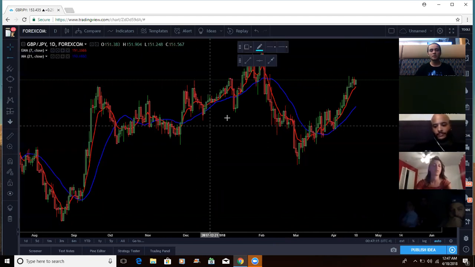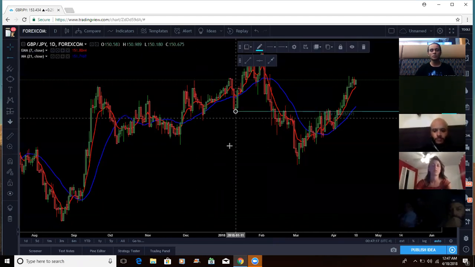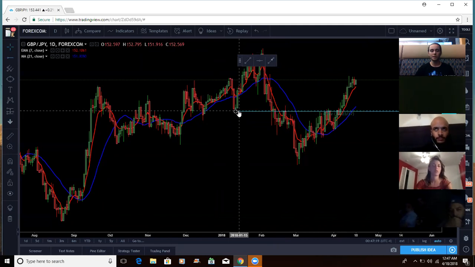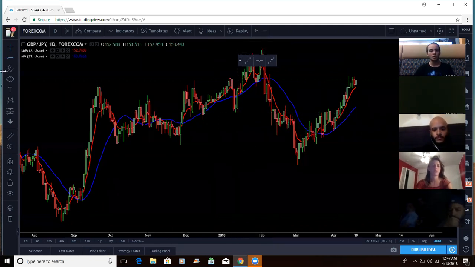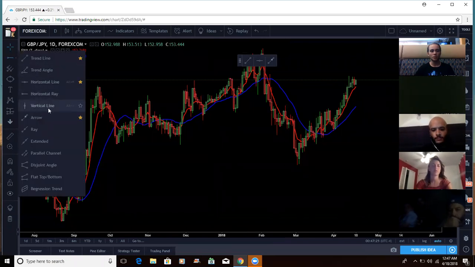Horizontal ray basically is similar to a horizontal line, but it only makes the line to the right of the point that you click, okay? That's like unimportant geometry stuff that we all skipped in class, so we don't have to worry about the ray. And the vertical line, you know, it's pretty self-explanatory. It's just going up and down as opposed to left and right.